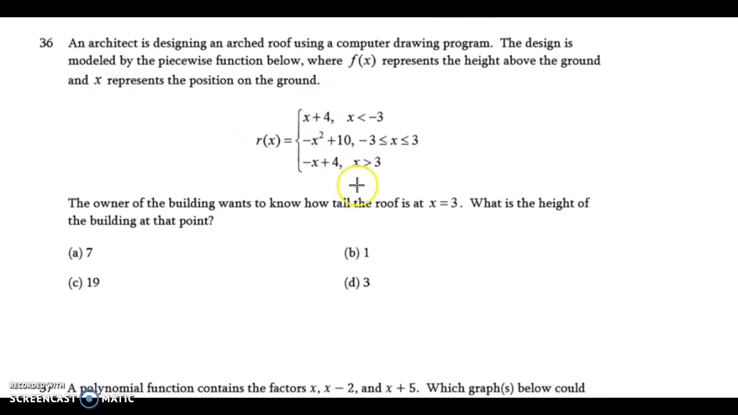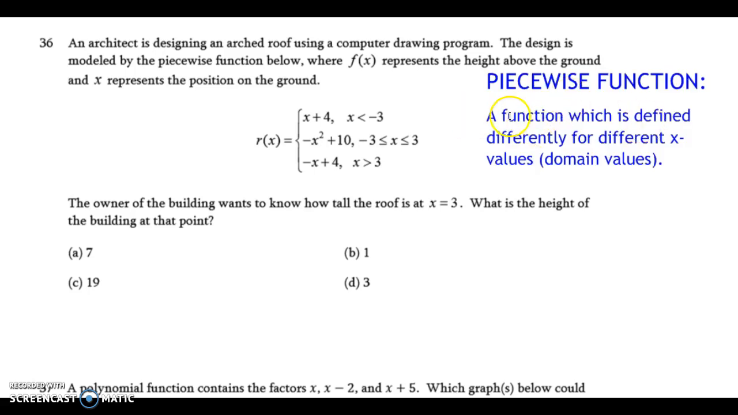I want to go over the very next problem, which is question number 36. It gives us a function here which is split up into 3 different pieces. This type of function is called a piecewise function, and I want to talk briefly about what that means. You can see I wrote a definition here: a function which is defined differently for different x values or domain values. I can see that the function is supposed to be x plus 4. X plus 4, you know, is a linear function. And that's only when the x value is less than negative 3.